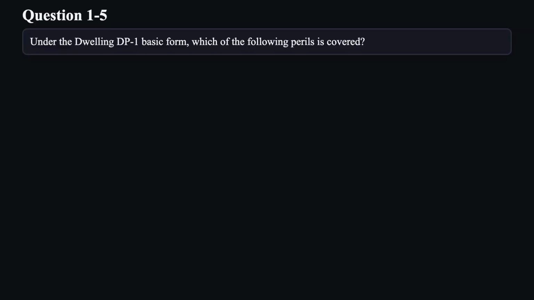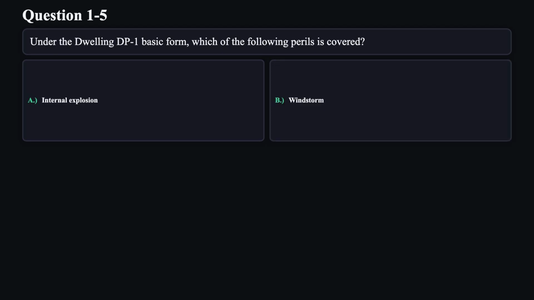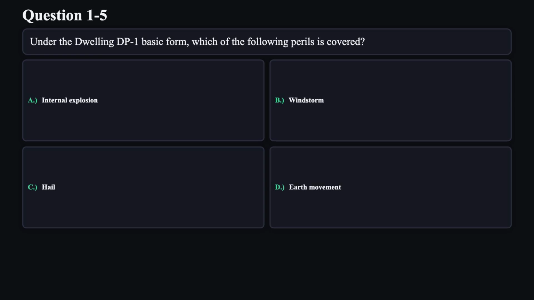Question 5. Under the dwelling DP1 basic form, which of the following perils is covered? A. Internal explosion. B. Windstorm. C. Hail. D. Earth movement.